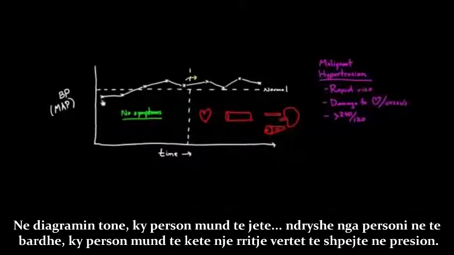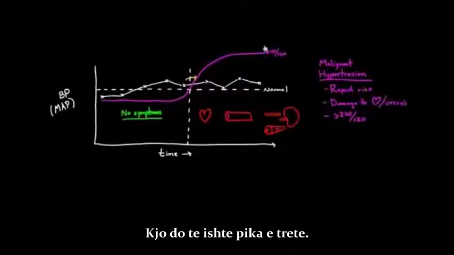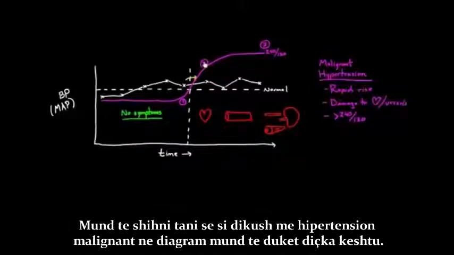So on our graph, this could be the person that, unlike the person in white, maybe had a very quick rise in pressure. And then it got very high. Maybe it got up to 240 over 120. And so this would be the third point. The rapid rise is the first point. And the fact that they're having symptoms is point number 2. So you can see now how someone with malignant hypertension could look on this sort of a graph.